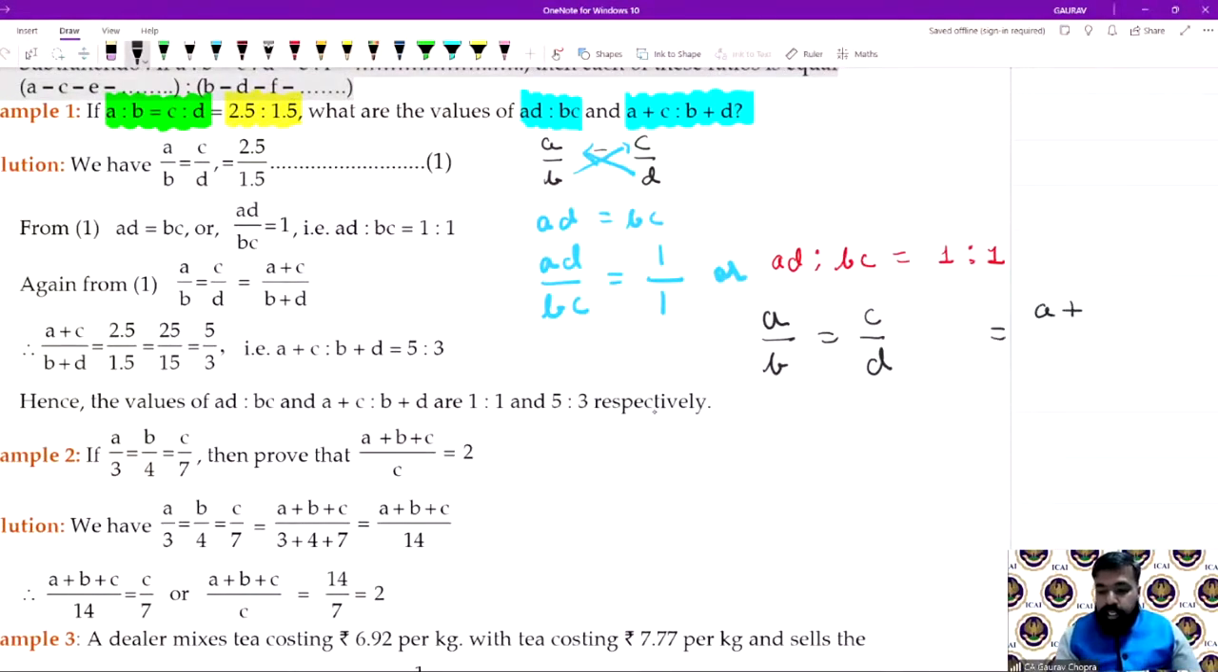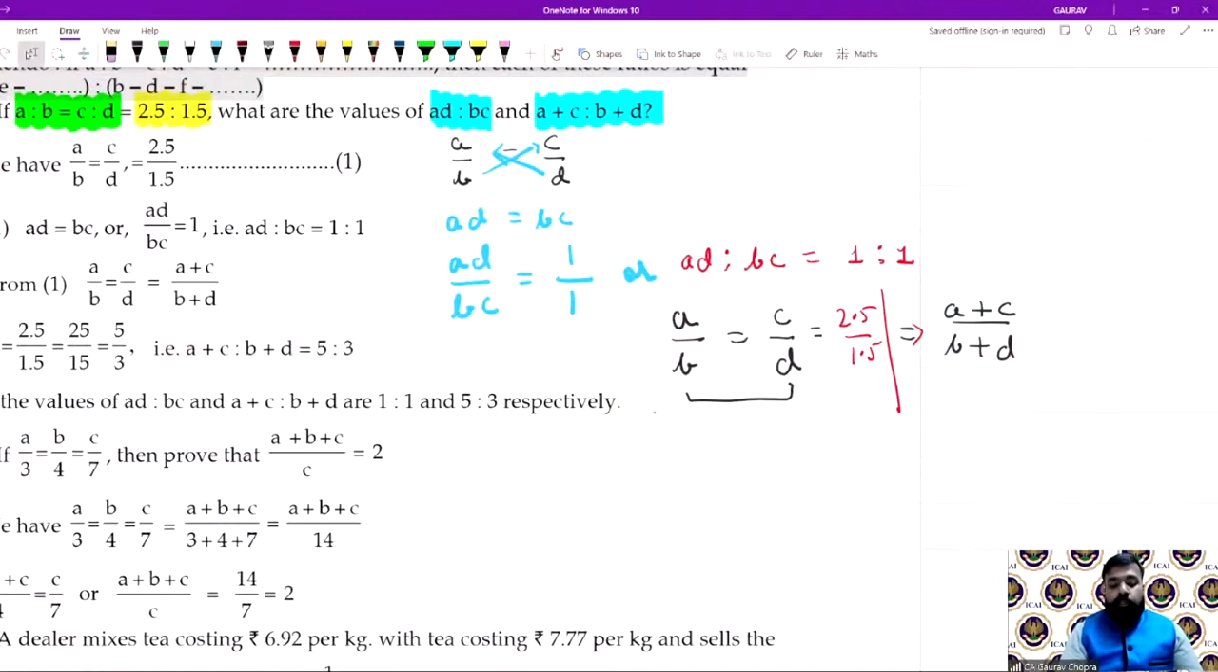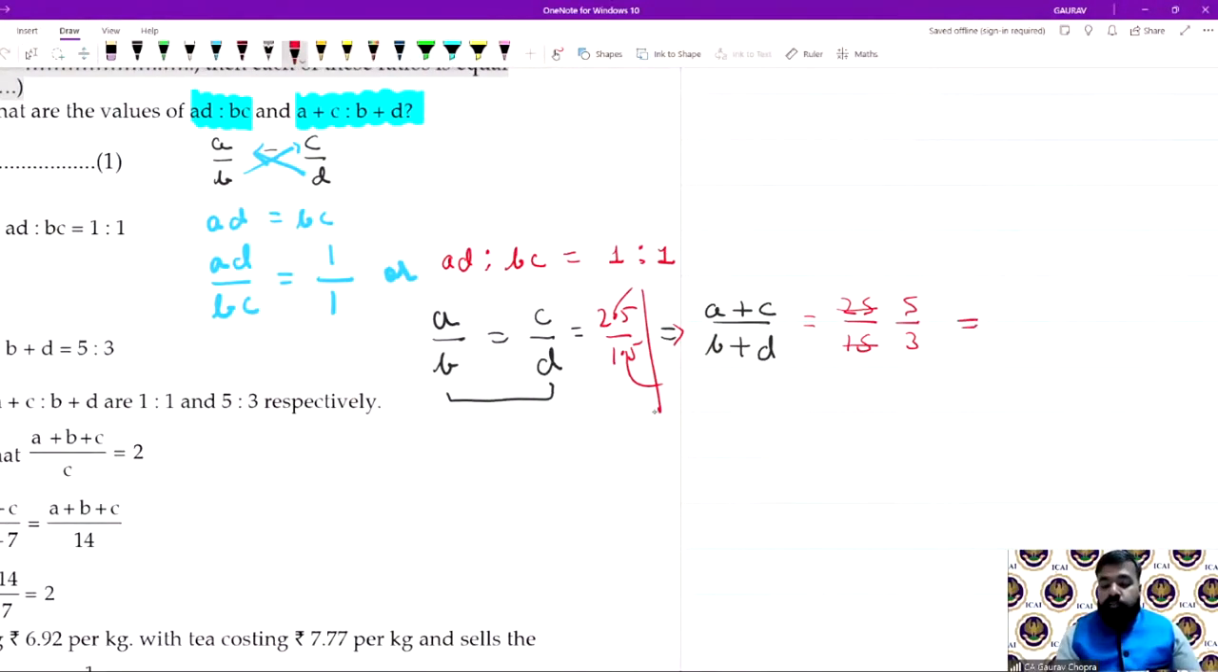So we can say that A plus C becomes equal to B plus D after applying addendo. Now, these two are equal to a certain value. And what is that value? That value is 2.5 upon 1.5. So we can do some cancellations, and right here, we can remove the decimal first. So it is 25 by 15. And after that, doing the cancellation, we are getting 5 upon 3. So 5 by 3 implies 5 ratio 3. So simply what we have done is addendo.